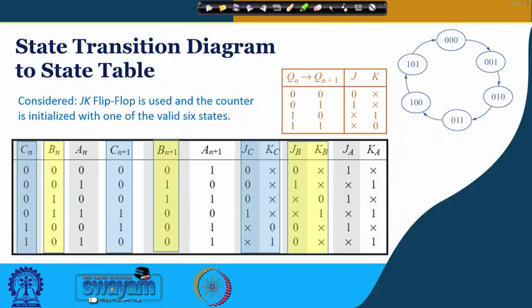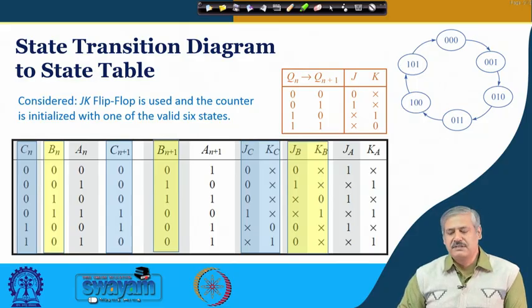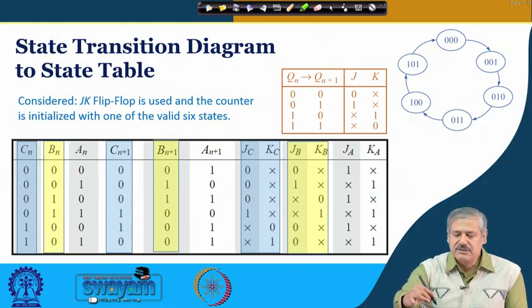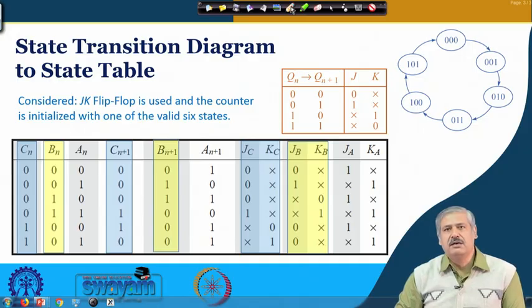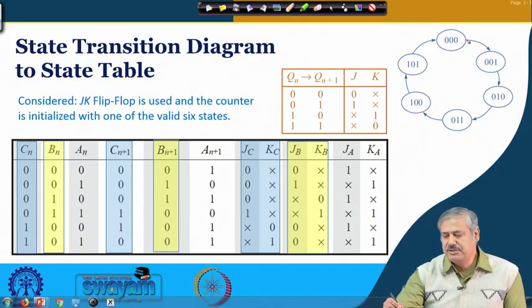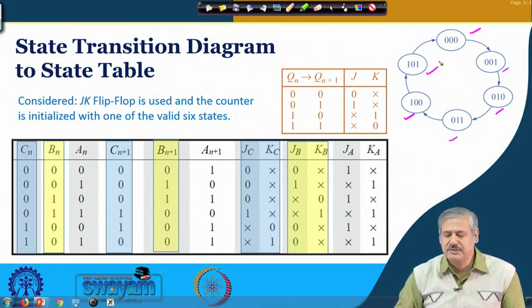So, we start with an example where we are taking a mod 6 counter. In the mod 6 counter we have 6 unique states, and we are considering an up counter for this discussion. This counter has the 6 states 000, 001, 010, 011, 100 and 101. After that it again goes to 000.